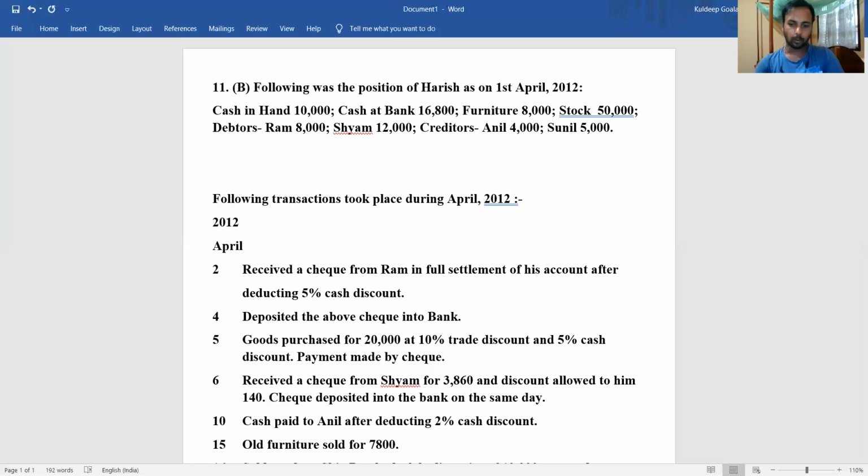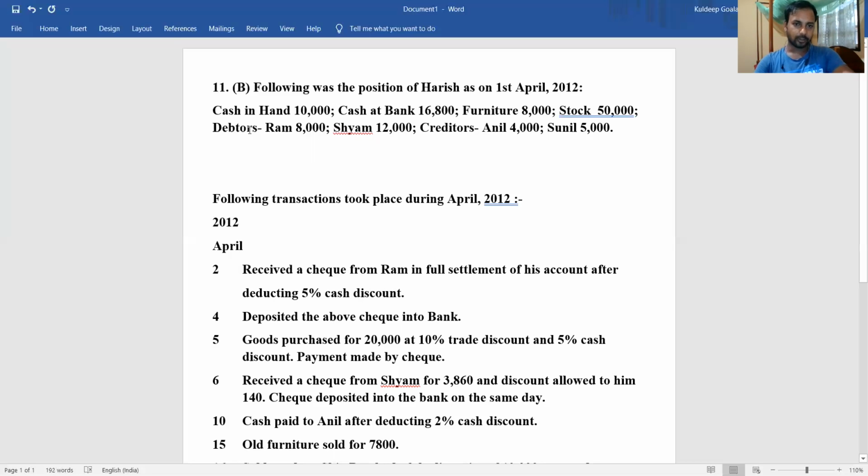Here all the assets will be debited and all the liabilities will be credited. Keep it very simple: all the assets will be debit, all the liabilities will be credit. So first of all, starting with the first item, one by one we'll go. Cash in hand means cash that is with us in the business. Cash at bank means the business money which is there in the bank. Both are our assets, so both will be debit. Furniture is also our asset, right? So it will also be debit. Stock, that is goods, is also our asset and will also be debit.